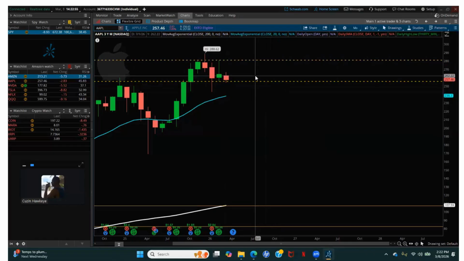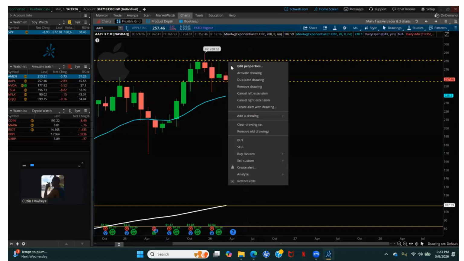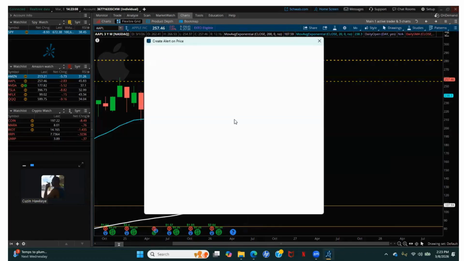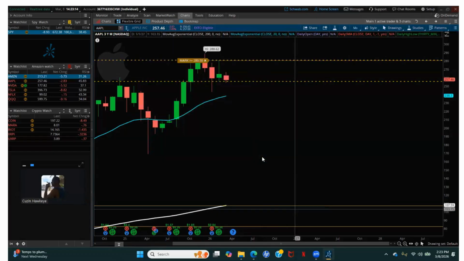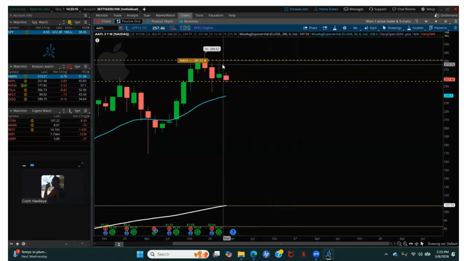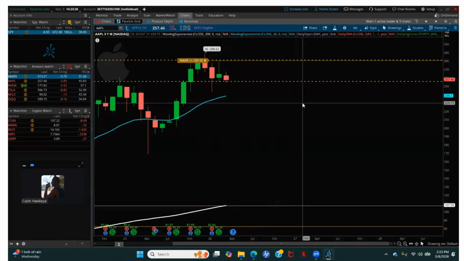And now you would say to me, well, how do I know when it's going to happen or if it actually happens without always turning on my computer? Well, what you would do is place an alert. And here I'm going to place an alert. And I set it right there. So that tells you, if Apple goes above 280.50 or hits this mark, you're going to get an alert on your phone.